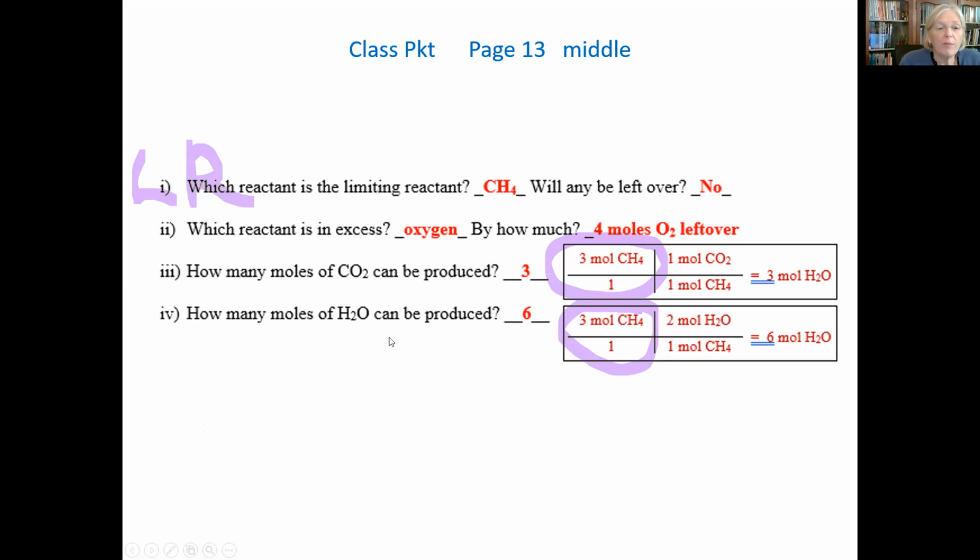So in this problem, the limiting reagent is the methane. Will there be any left over of the limiting reagent? No. You always have to do the math as to how much product can be made by using the limiting reagent.